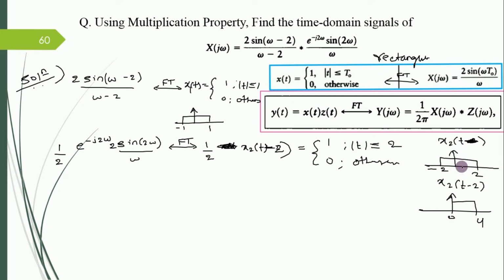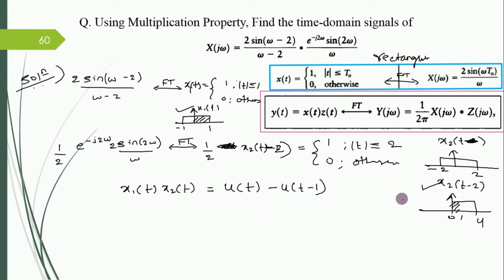So you can check. When I multiply this signal with this signal x1 of t, it is -1 to 1, this is 0 to 4. So overlap is only this part. So hence overlap is only from 0 to 1. So we write it as x1 of t, x2 of t, overlap is only from 0 to 1. We can write it as u of t into u of t minus 1.